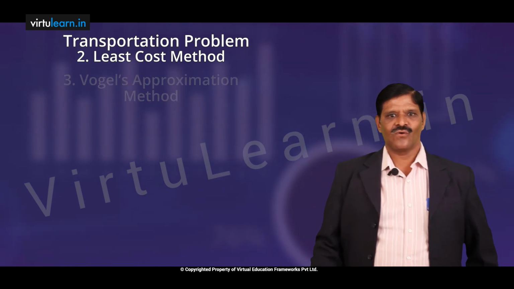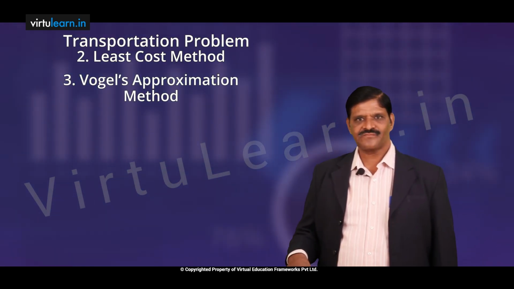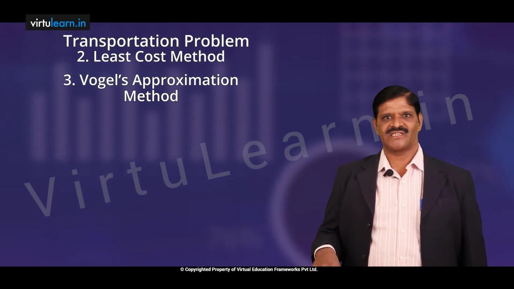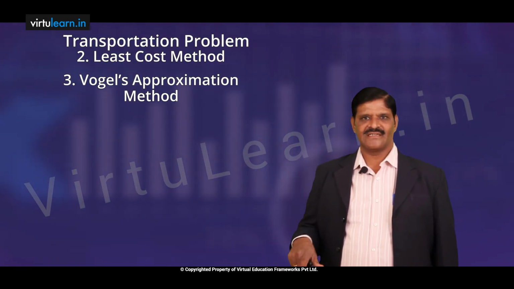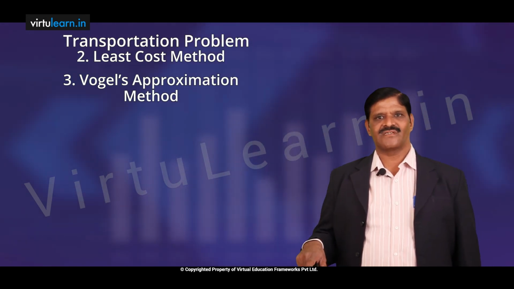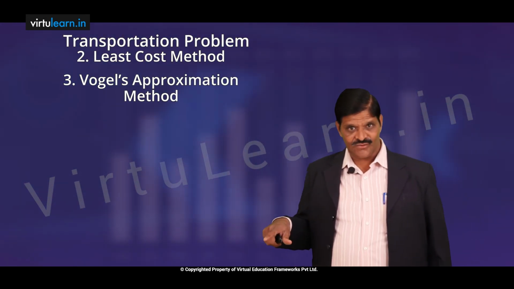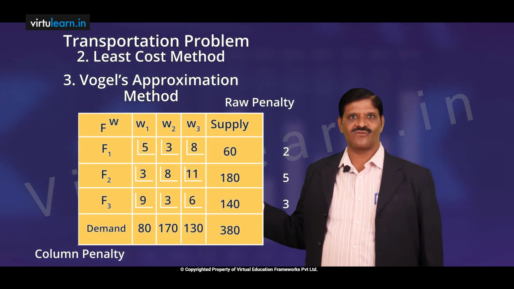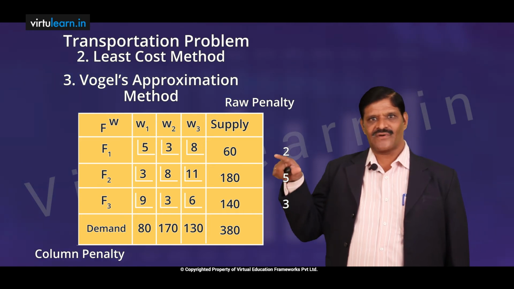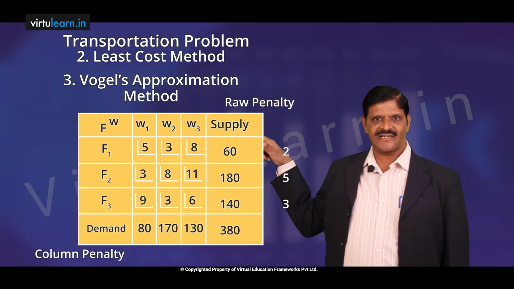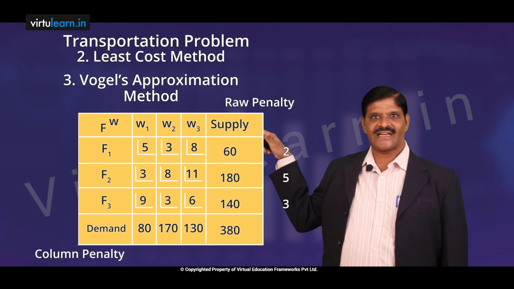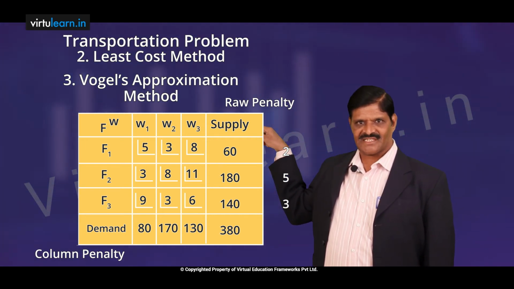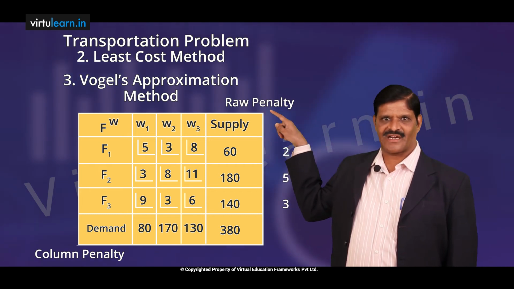Then we have Vogel's approximation method, also called the VAM method. In this VAM method, what we try to do is write down the row penalties and column penalties. What row penalties indicate is, for the first row we identify the lowest cost, then the next lowest cost in the same row, and we write the difference down beside that. We call that the row penalty.